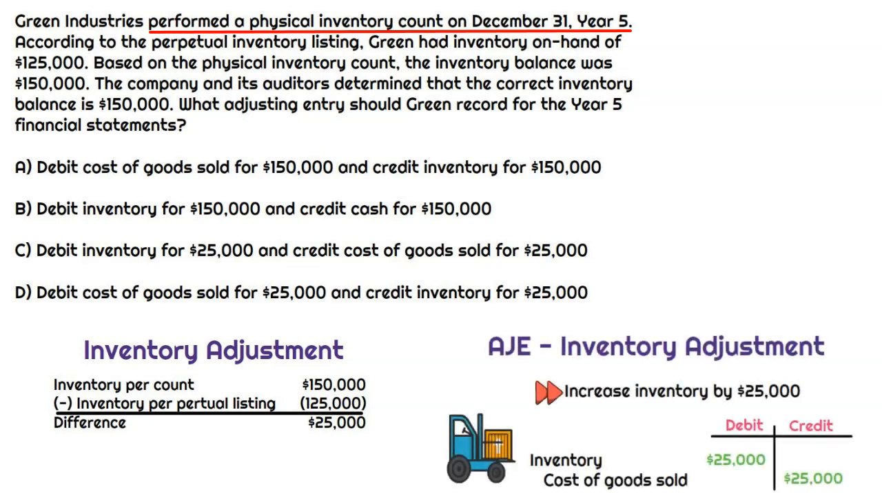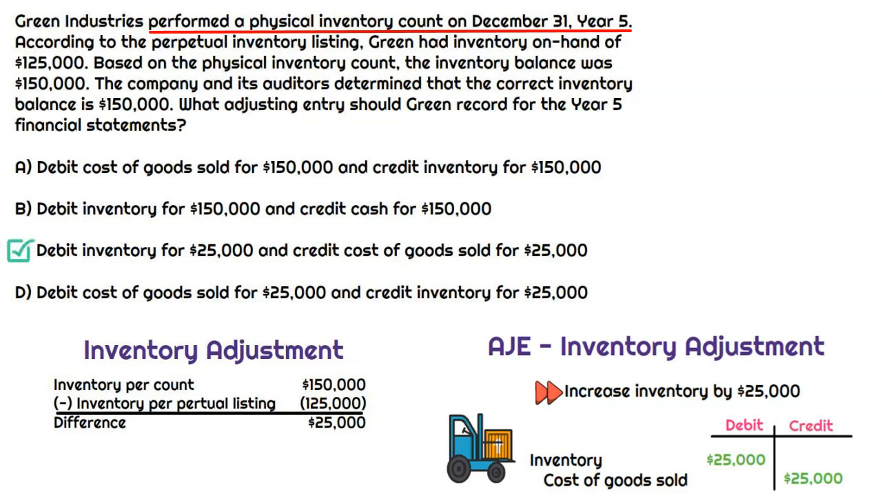Well, if we need to increase inventory, we will debit inventory for $25,000, right? That increases that account. So what is the offsetting credit? Well, it's probably going to be to cost of goods sold for $25,000. It's going to reduce the amount of expense in the company's income statement, right? Because they actually have more inventory on hand than they had thought, meaning they previously overexpensed cost of goods sold.